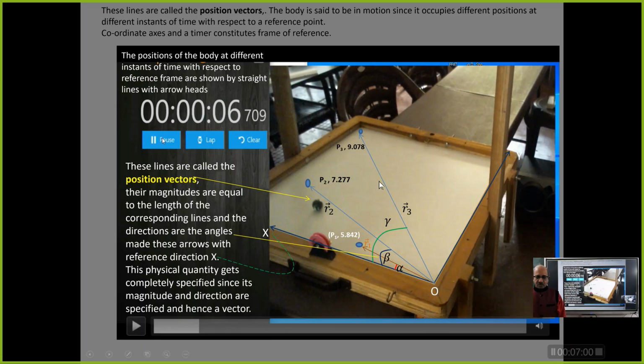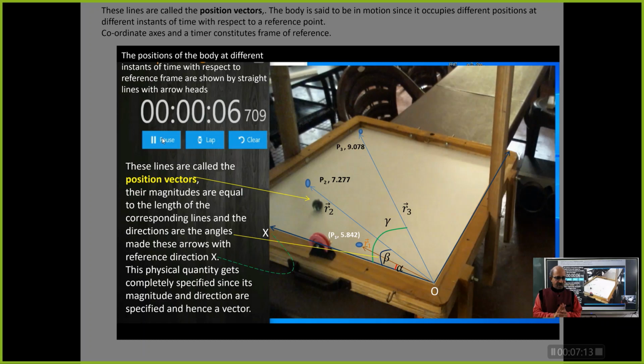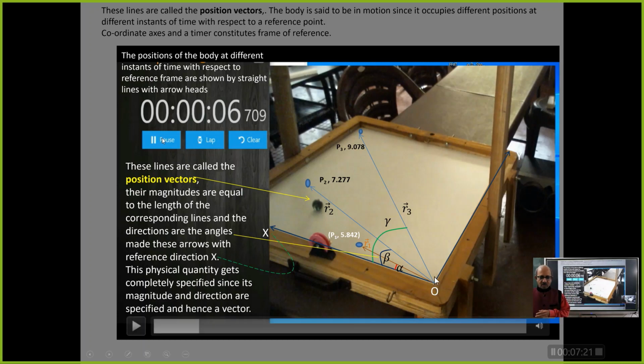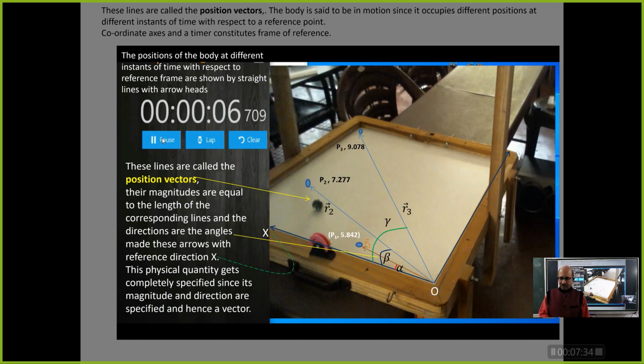And I am using the concept of position vector. You can see here that I am naming the position vectors R3 bar, R2 bar, R1 bar. The bar here means it is a vector, and a vector contains two pieces of information. In this case, one is how far the body is from this reference. This body is at this position, and how far it is from the reference is one piece of information.